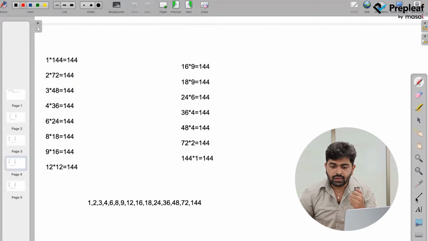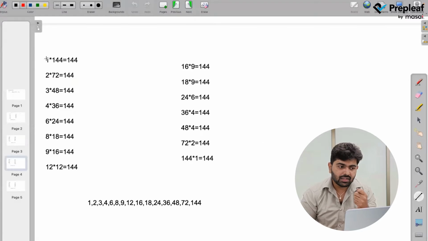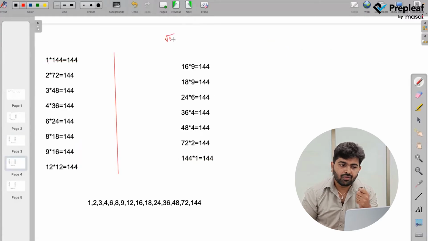Now think carefully. If you see this table, starting from 1 going till 144, I wrote all the factors here. In this approach, it is taking n minus 2. Now in the third approach, if you observe the square root of 144, it is nothing but 12.